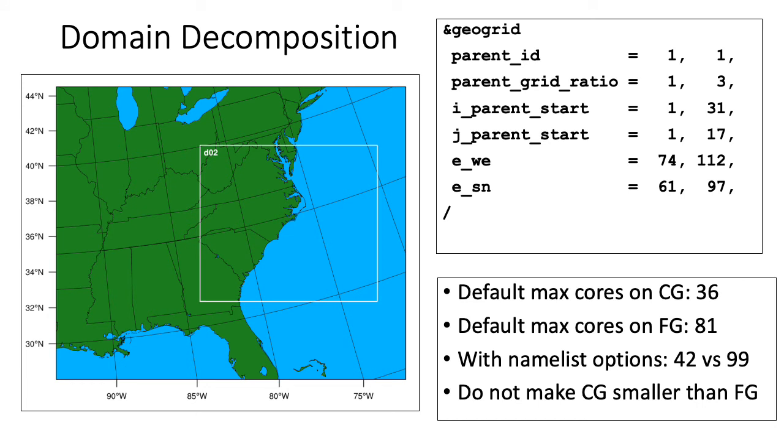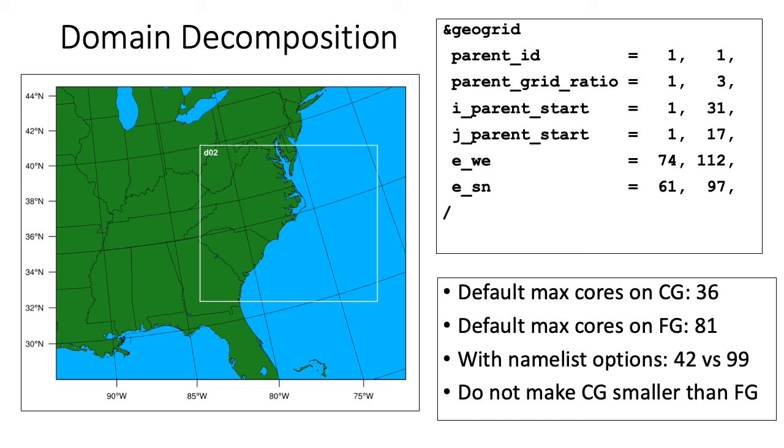Here's an example domain with an example very small decomposition. Domain number 1 has the X and Y dimensions as 74 by 61, and the fine grid is 112 by 97.